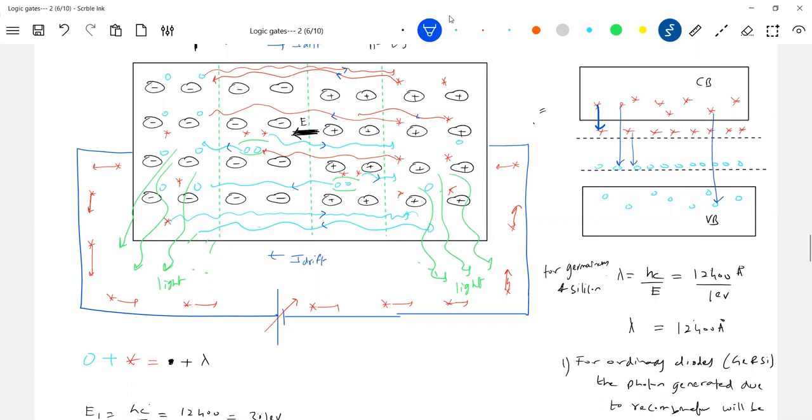Until here it can undergo transition from conduction band to valence band. This is the one thing I'm showing. Then again from conduction band to the acceptor level. Even it can happen like this.